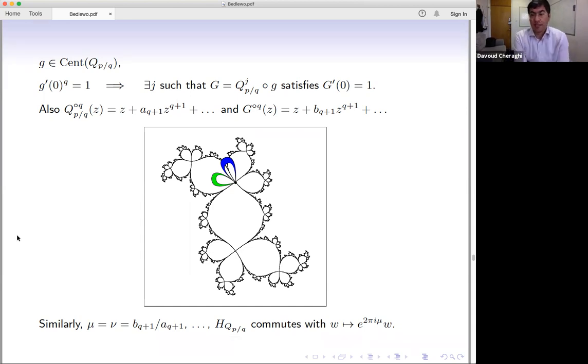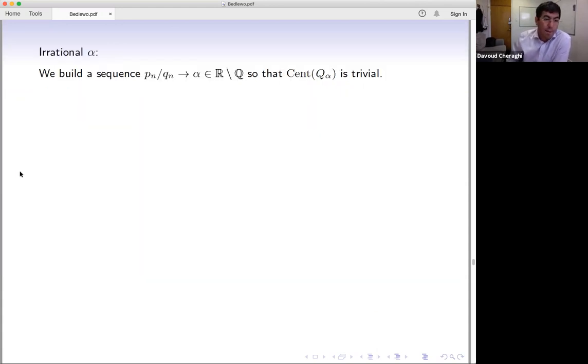The next step is to show that if I take a sequence of p over q's that converges fast enough to some irrational value, then the quadratic map with the corresponding irrational rotation will have a trivial centralizer. So this is what I just said.